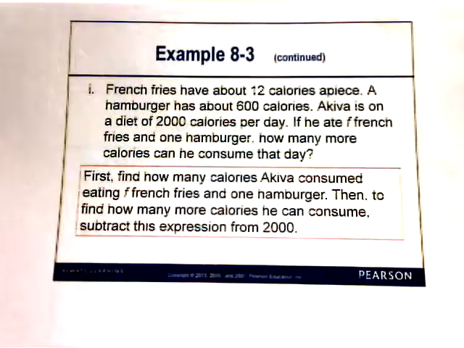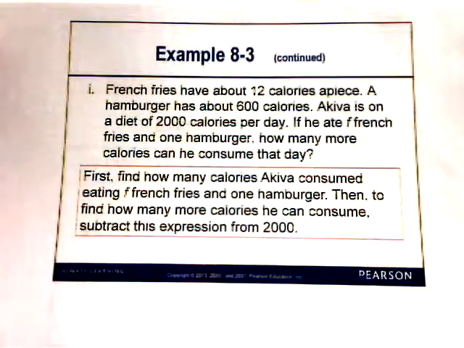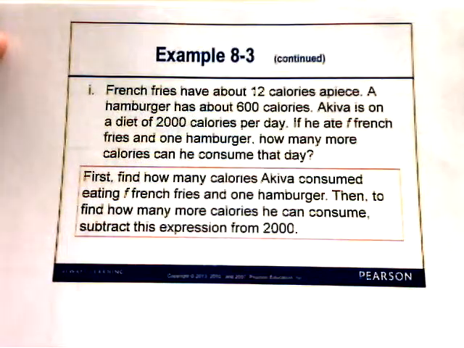All right, next, French fries has about 12 calories apiece. A hamburger has about 600 calories. Akiva is on a diet of 2,000 calories per day. If he ate F French fries and 1 hamburger, how many more calories can he consume that day?